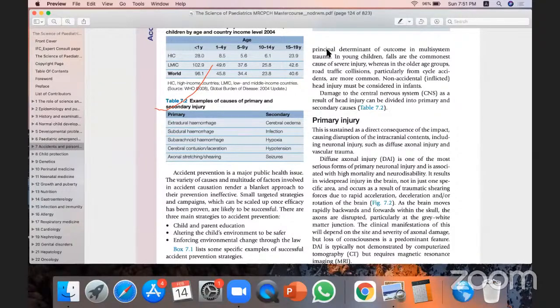Suppose extradural hemorrhage, they have dura mater. I'm trying to draw this for you. This is the brain matter, and this is the extradural hemorrhage. So what happens? The brain matter gets compressed by this.